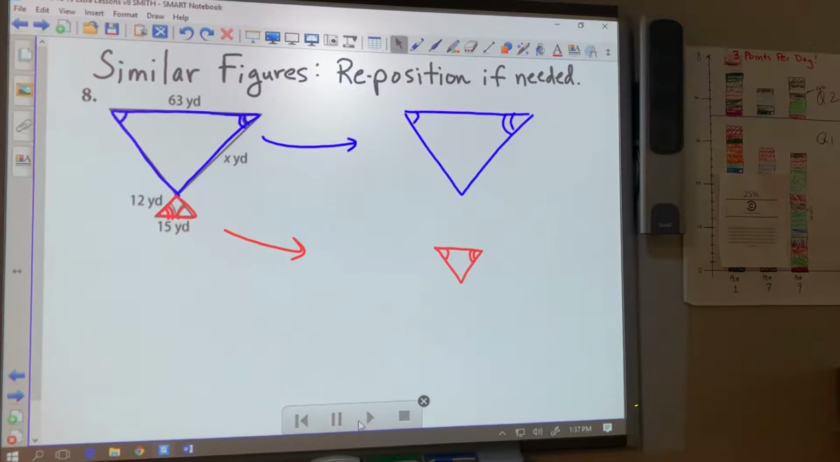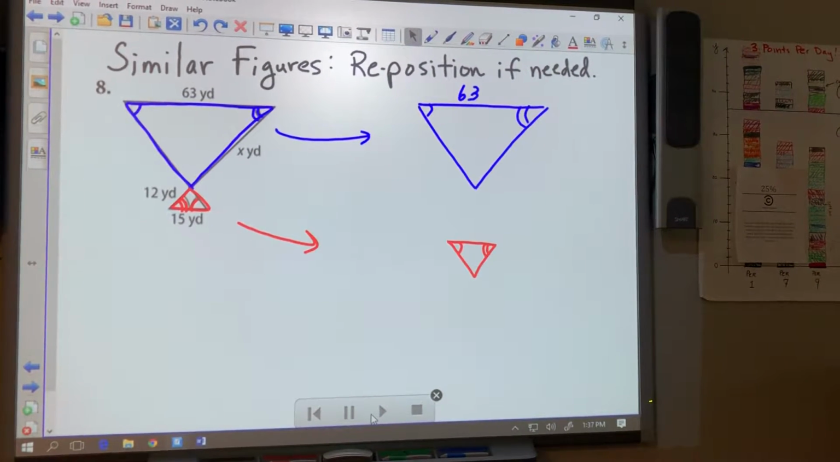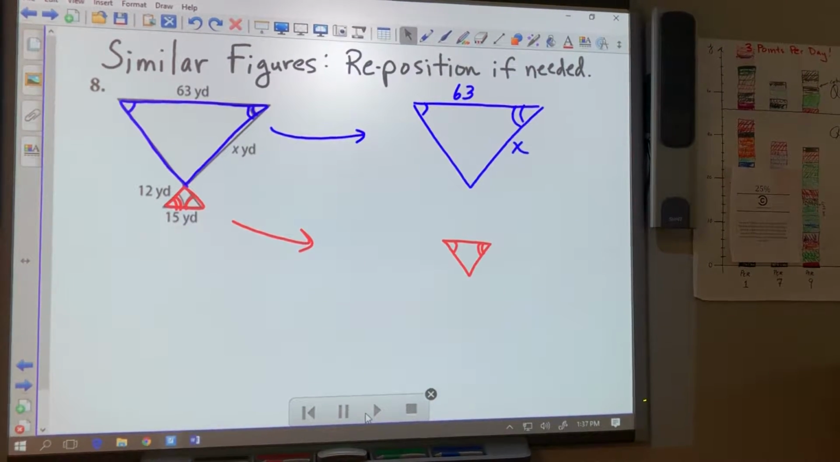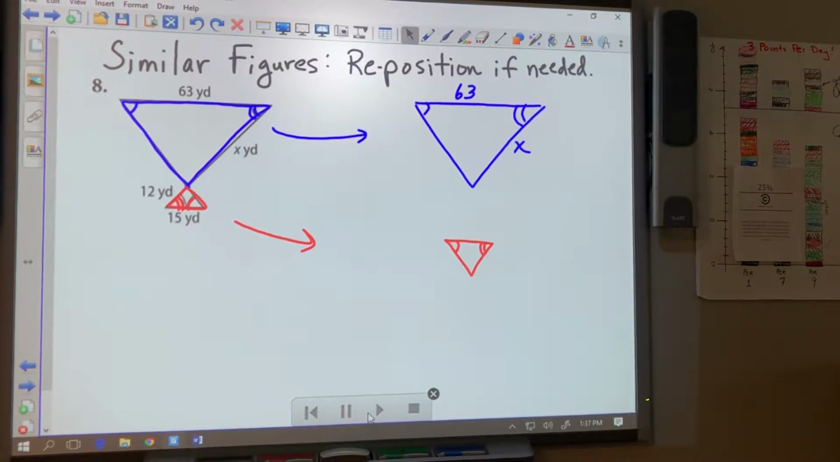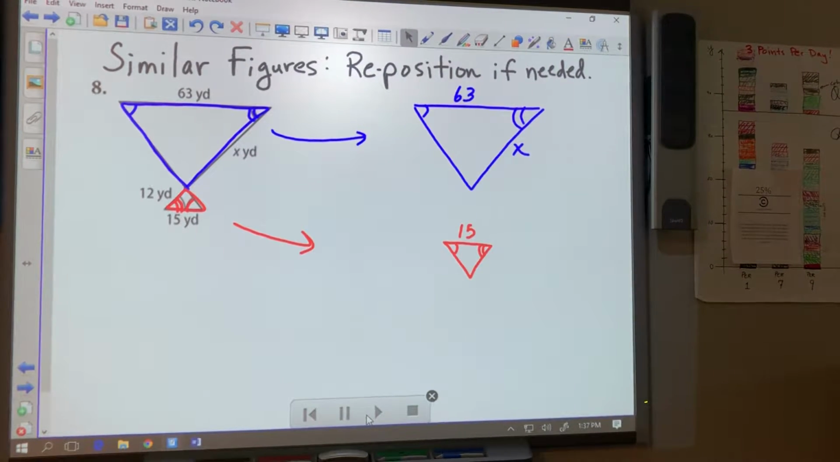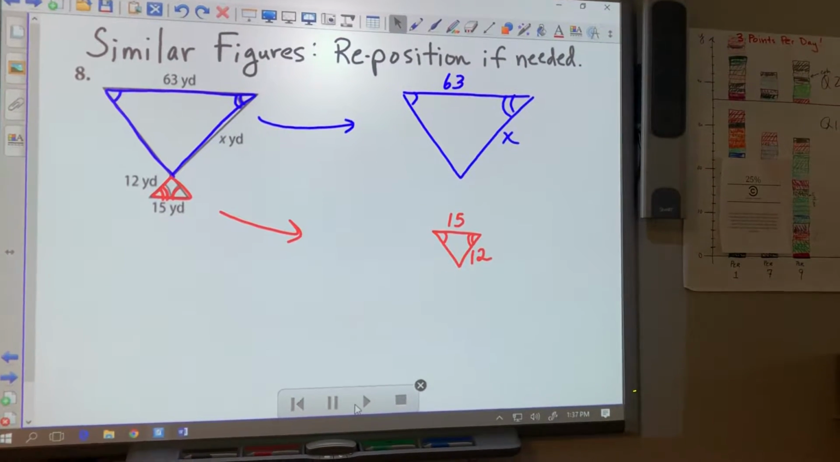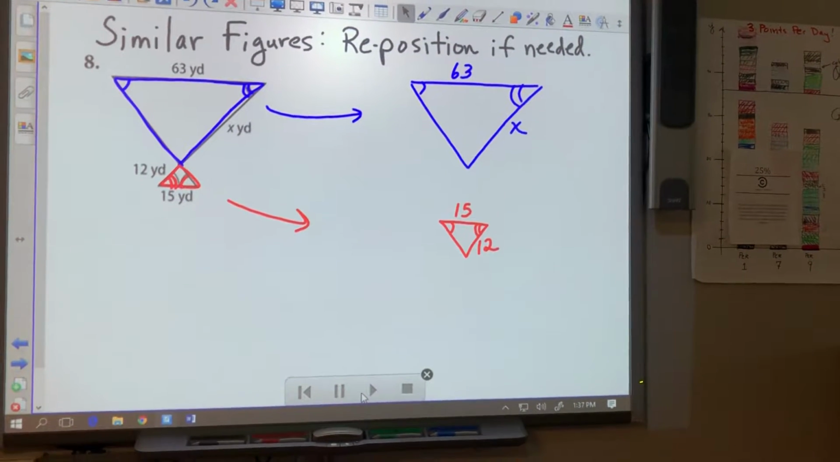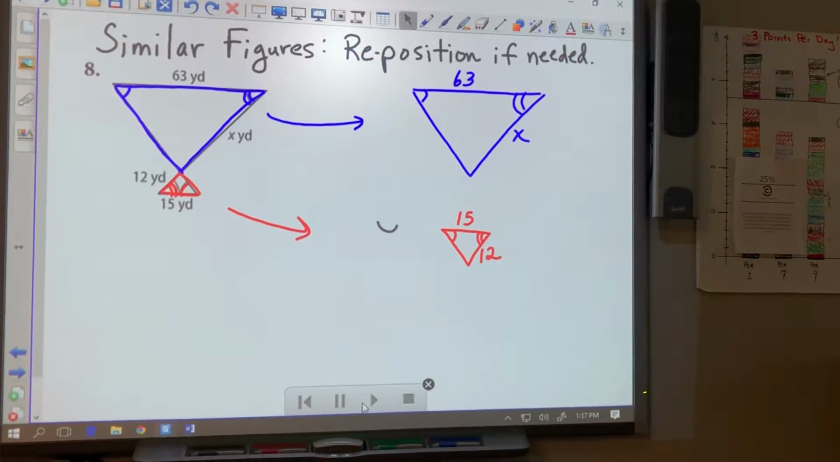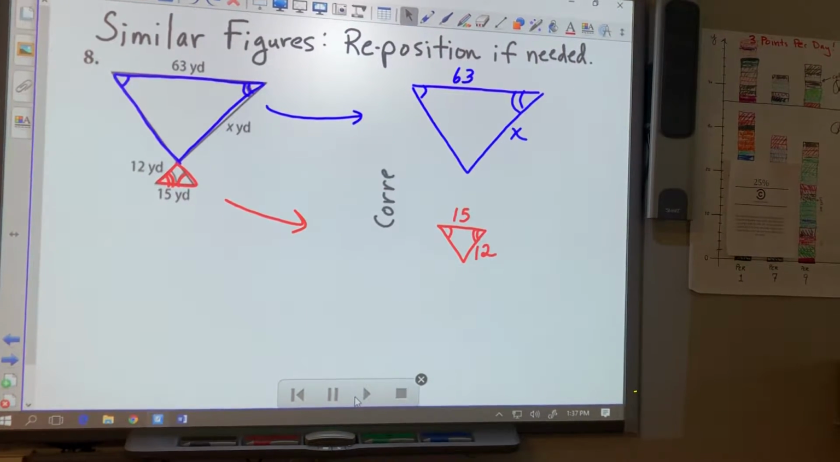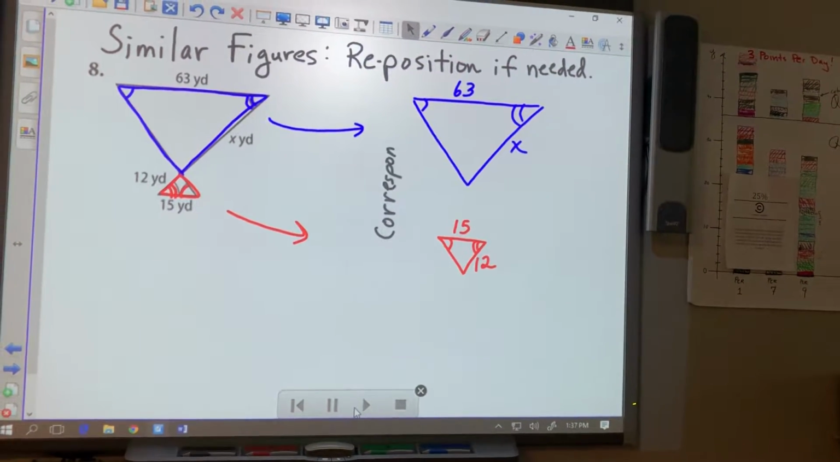And once you see where the angle markings are, then we could put the numbers back in. The top numbers would be the same exact spots, but on the bottom with the red triangle, the 15, which started on the bottom, is now on the top, and the 12 ends up on the other side when you rotate it like this. And we're going to look for the corresponding sides.